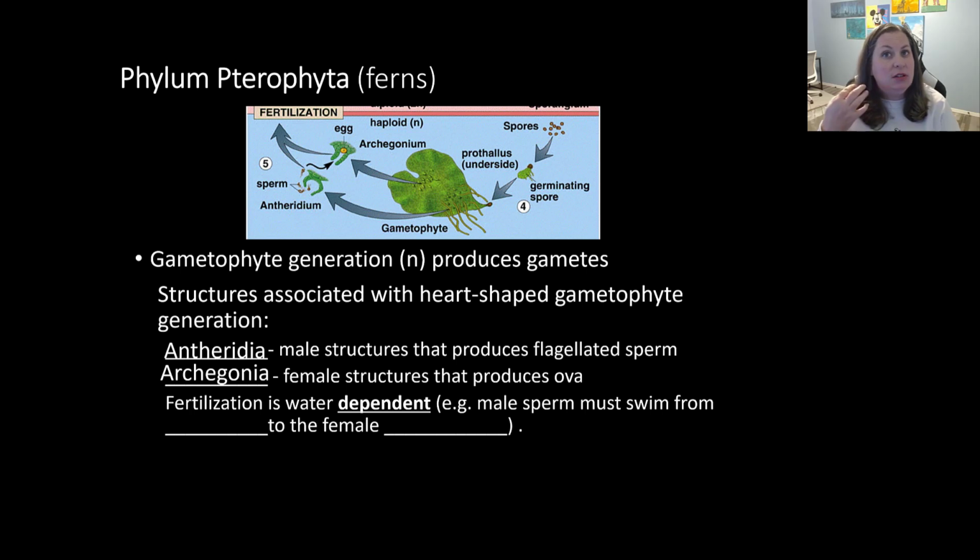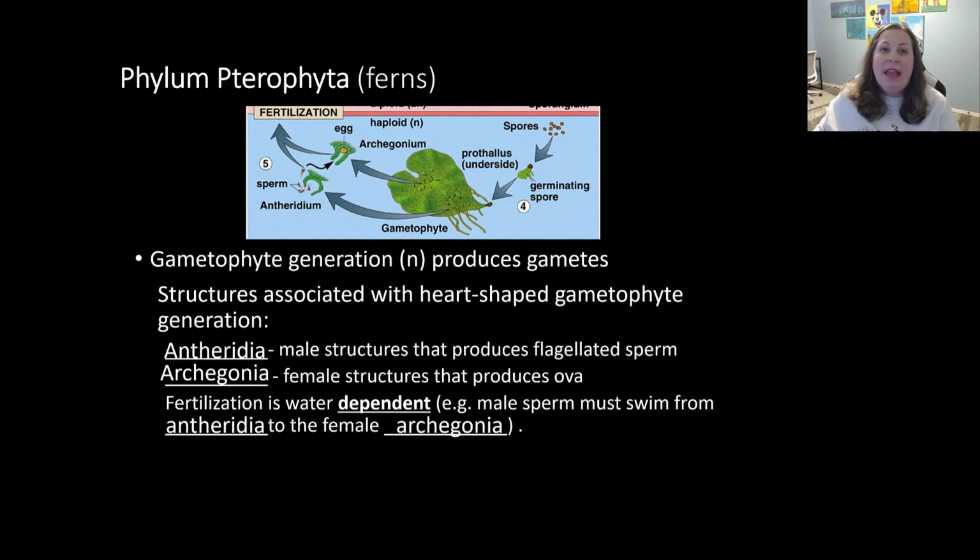Now again, these are terms we saw back with the last group, but we're just reinforcing them. Fertilization is still water dependent. The male sperm must swim from the antheridia to the archegonia. So guys, if you'll notice, this is the second time we've talked about this, so it's very, very important.